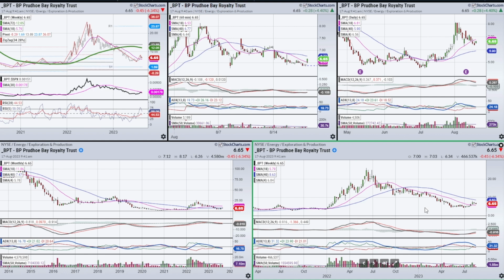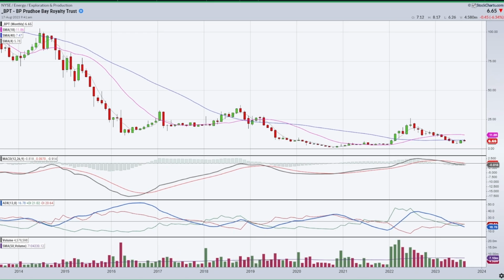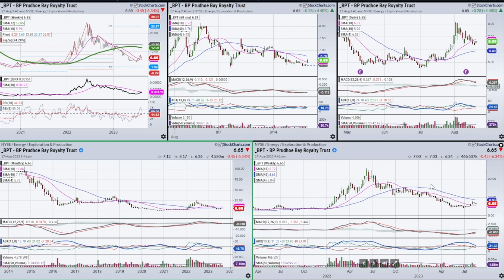Okay, look at BPT. So the question was asked, we were talking about this big potential inverted head and shoulders pattern, if you look at this, right? But I don't like that we're happening below the declining 18-month. You see how this is just turning back to the downside? So I'm going to view this as resistance on a rally back up. So it does have some room right now to move up.